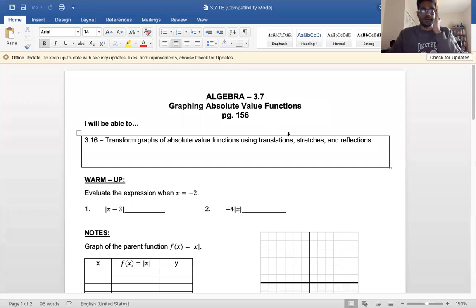All right, everybody. This is the 3.7 video notes here on graphing absolute value functions. And we're going to do some transformations of those. So let's take a look.